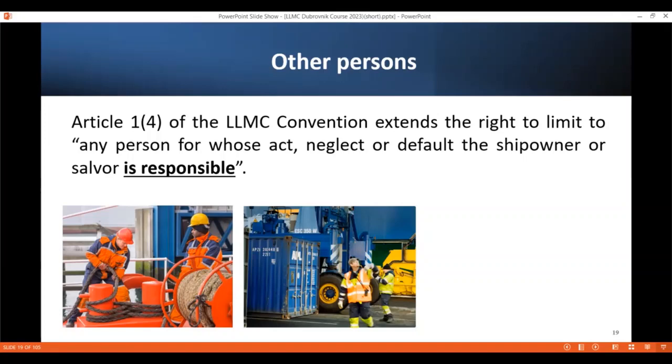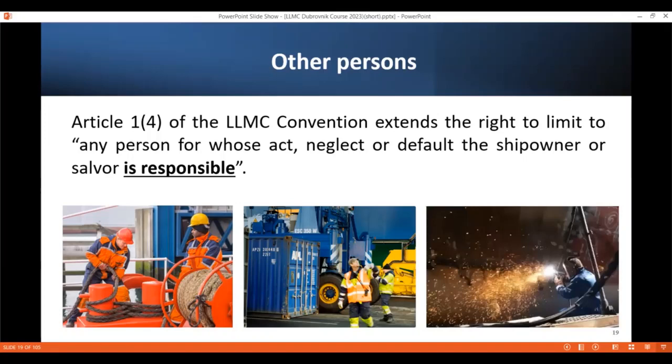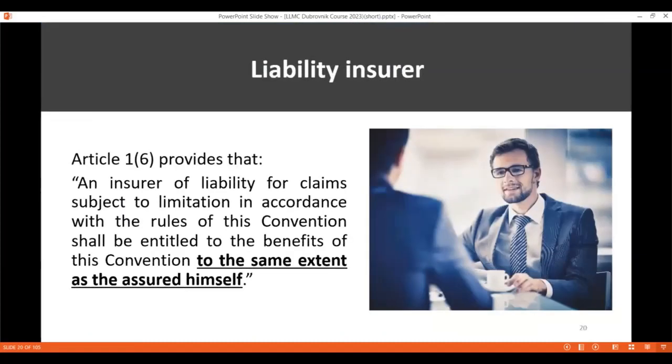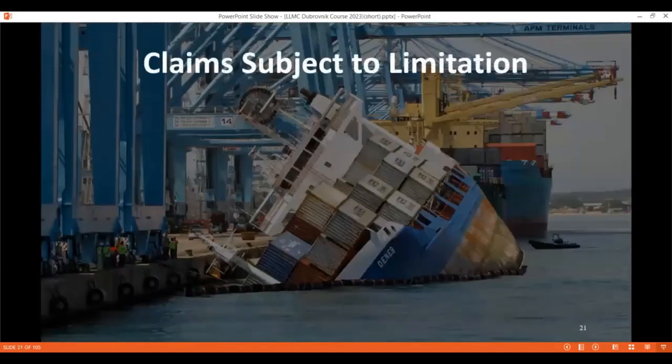Now, Aleka Mandaraka Shepard goes a bit beyond, and I really like the definition. It says that these persons would have to prove that they are performing a non-delegable duty of the ship owner. In other words, the ship owner is responsible at law for their actions. For example, who's responsible for the seaworthiness of the vessel? The ship owner. So the ship repairer, in ensuring the seaworthiness of the vessel, is carrying out a ship owner's obligation. Liability insurer, of course, the insurer will be entitled to limit liability to the same extent as the assured himself.